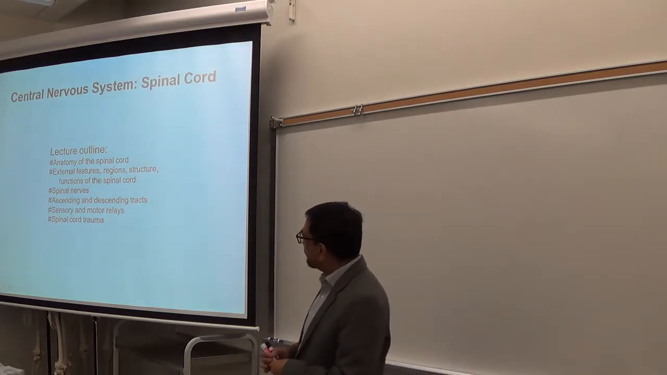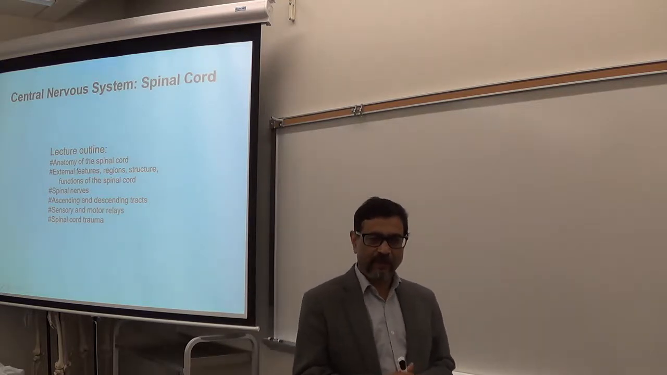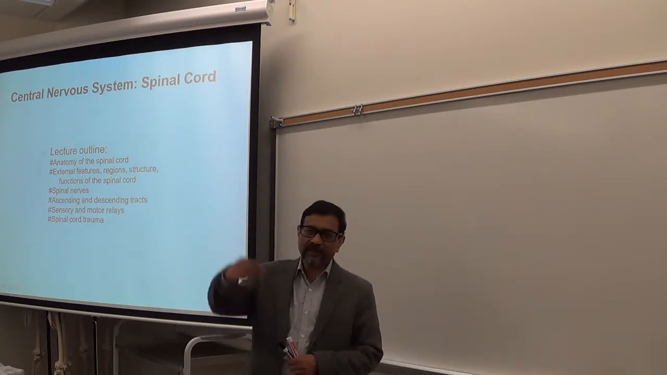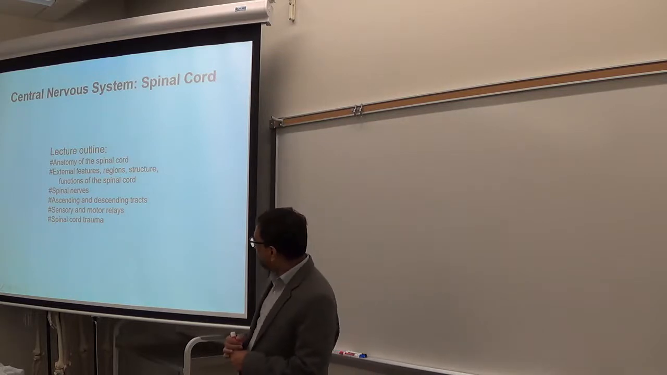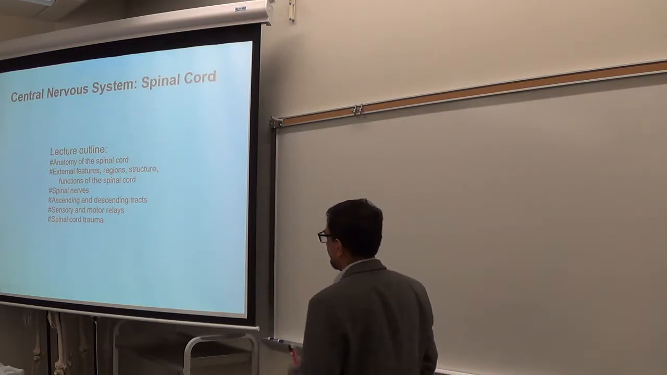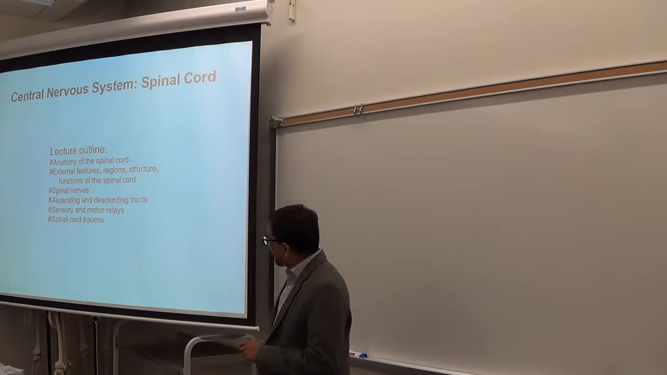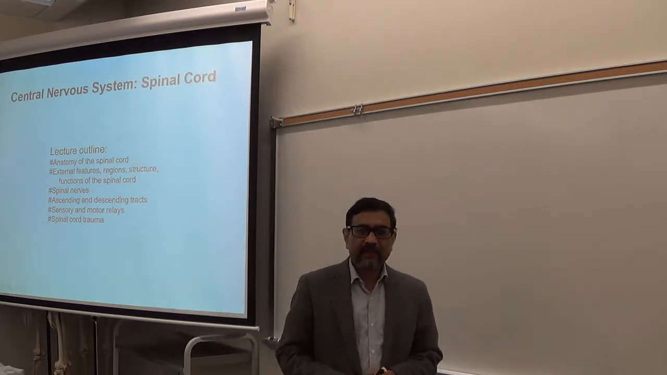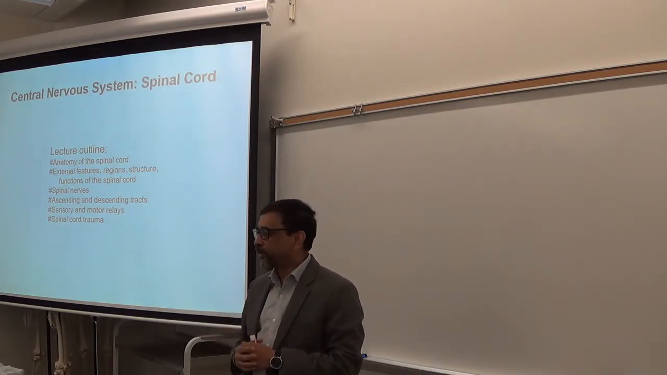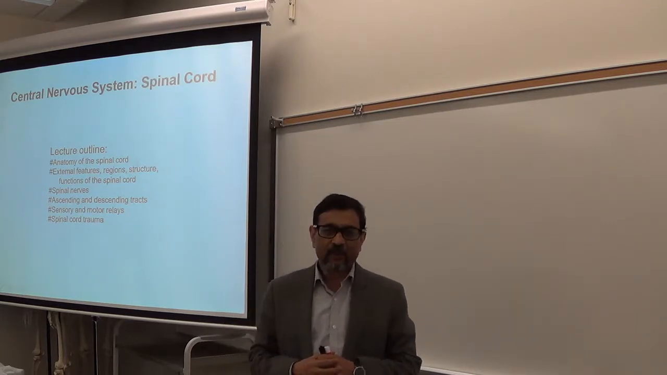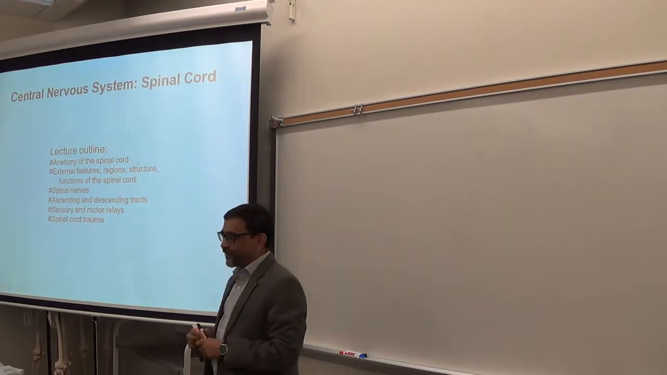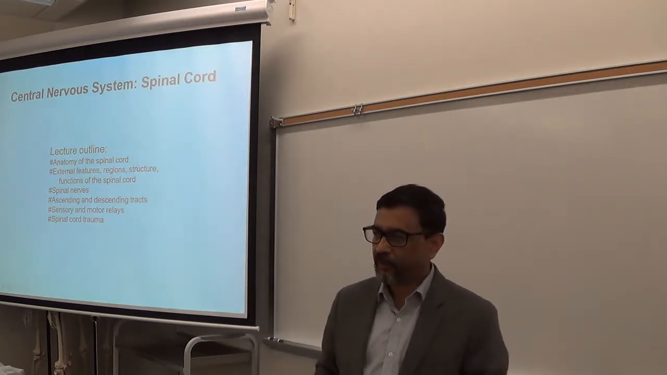So first we will see the anatomy of the spinal cord. Then we'll see the external features. If you see the spinal cord from outside, how it looks like, what are the structures you can see from outside without dissecting. That's the external features. Then we'll talk about the spinal nerves. I mentioned in last class that from the spinal cord, 31 pairs of nerves arise, right? So those are the spinal nerves, 31 pairs. We'll see how a spinal nerve is formed.